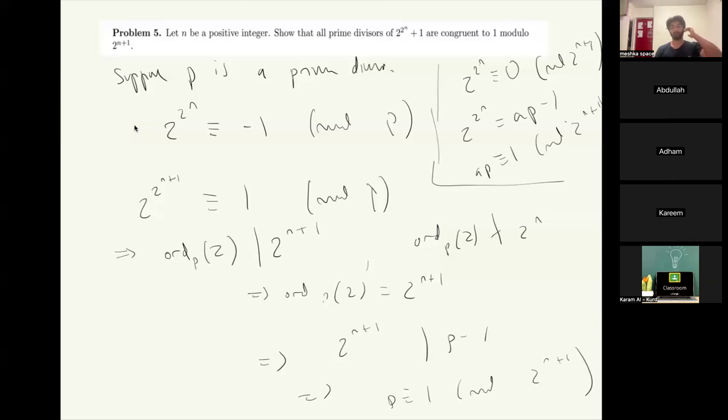Yeah, so I think what happened is, Karam, you lost your connection for a little bit. So you're explaining the solution that we talked about. But it's good. So you basically have proved that the order of 2 modulo p is exactly 2 to the n plus 1, right? This is what you've proved. I proved the case when k is less than n plus 1. It gives us a contradiction. But what about if k is bigger than 2 to the n plus 1? Well, first of all, it cannot be bigger than 2 to the n plus 1, because look, the order divides 2 to the n plus 1.